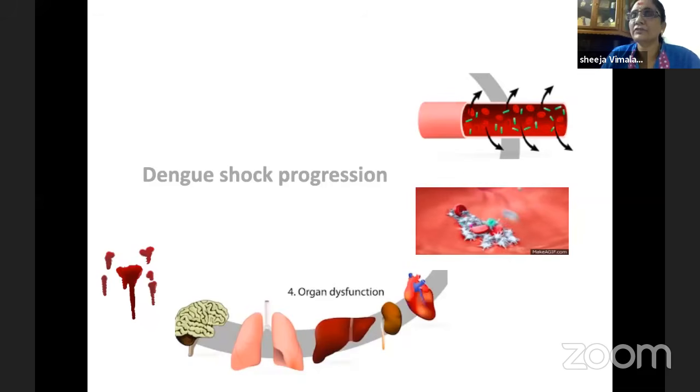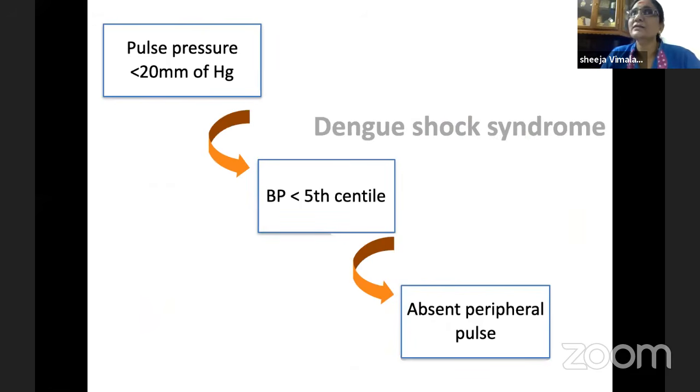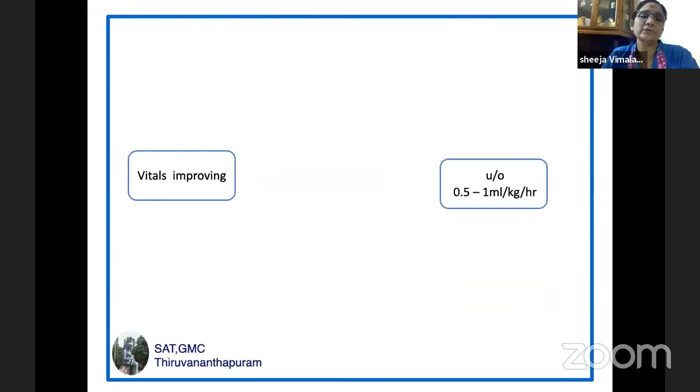So whenever you have a child presenting to you in shock, the child needs resuscitation. We need not refer without resuscitation. So having a pulse pressure less than 20, having a BP less than fifth centile, having absent peripheral pulses are all the different ends of the same spectrum of dengue shock syndrome. So the management in all these three scenarios is not the same, even though all of them are in dengue shock syndrome. So what do you do if a child is presenting to you with a hypotensive shock?